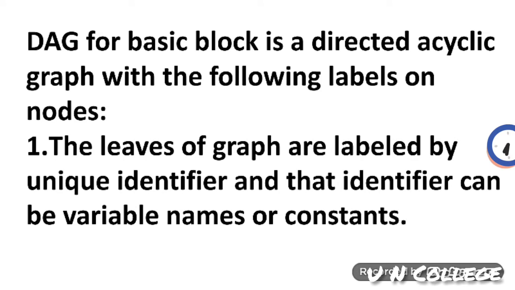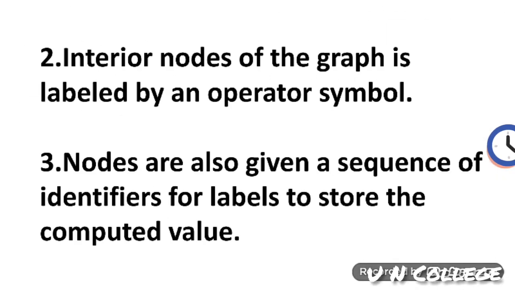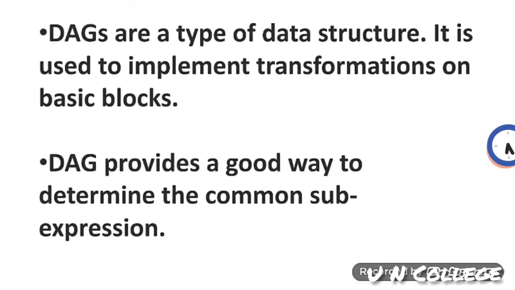Here I am going to discuss some characteristics associated with DAG, or directed acyclic graph. A DAG for a basic block is a directed acyclic graph with the following labels on the nodes. Obviously, as it is a graph, it contains a number of nodes and edges. The leaves of the graph are labeled by unique identifiers, and those identifiers can be variable names or constants. The interior nodes of the graph are labeled by an operator symbol. Nodes are also given a sequence of identifiers as labels to store the computed values.